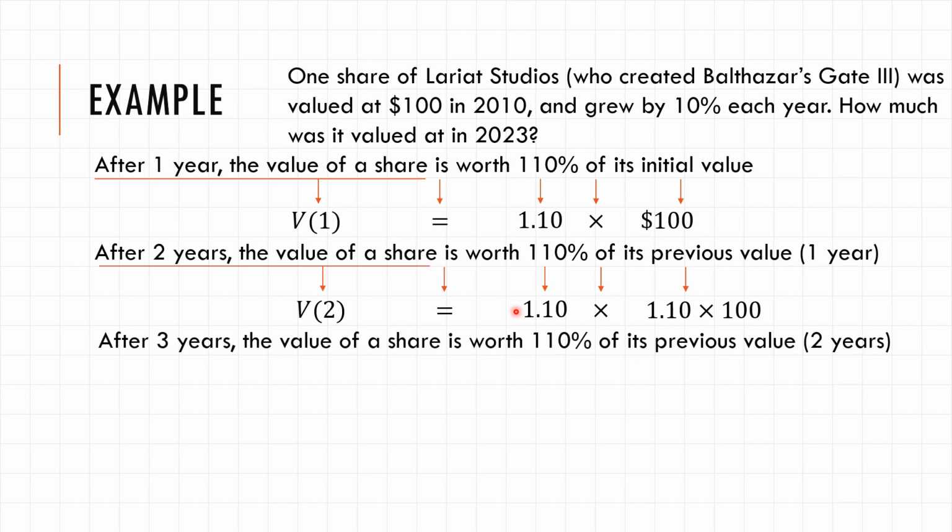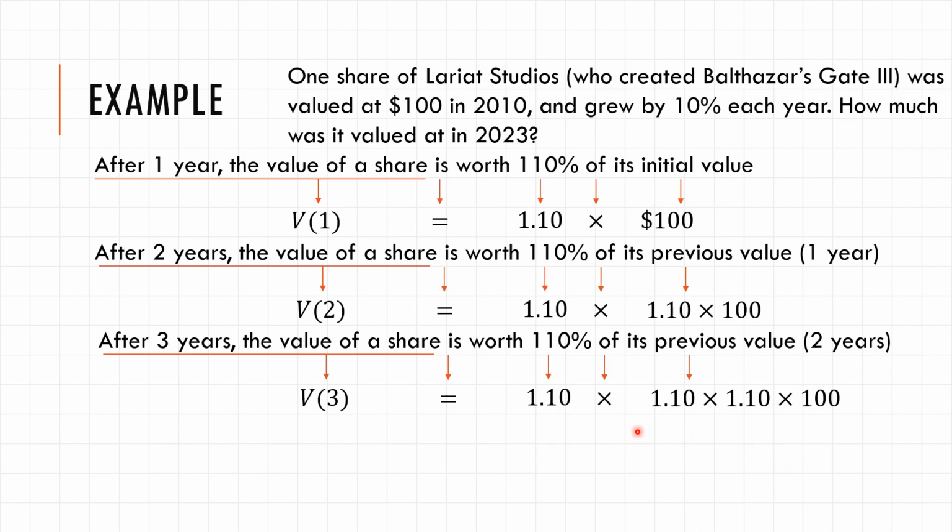After 3 years, what's going to happen? The value of the share after 3 years is going to be 1.10 times its previous value. And its previous value, again, is not 100. It's all of this, 1.1 times 1.1 times 100. And so you can see here, we started at 100, and we're multiplying by a number again and again and again. And so the value of this share is going to start increasing slowly at first, just like we saw in our exponential graph. And then it's going to start increasing very, very quickly.